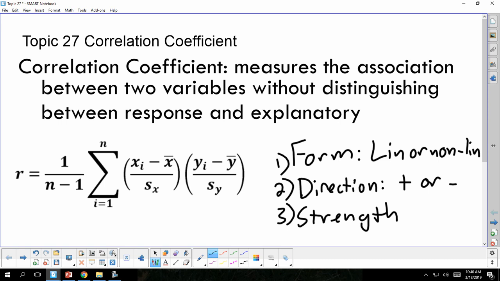So our correlation coefficient measures the association between two variables without distinguishing between response and explanatory. So if I put the explanatory variable on the y-axis and the response on the x-axis, I'm still going to arrive at the same correlation coefficient.